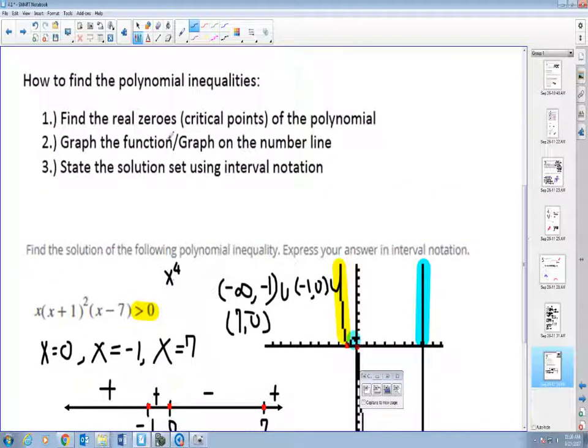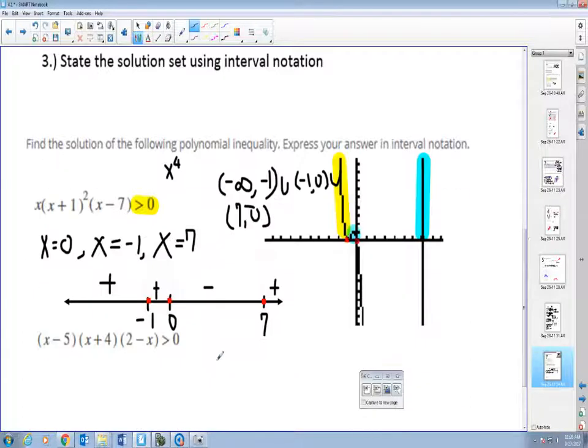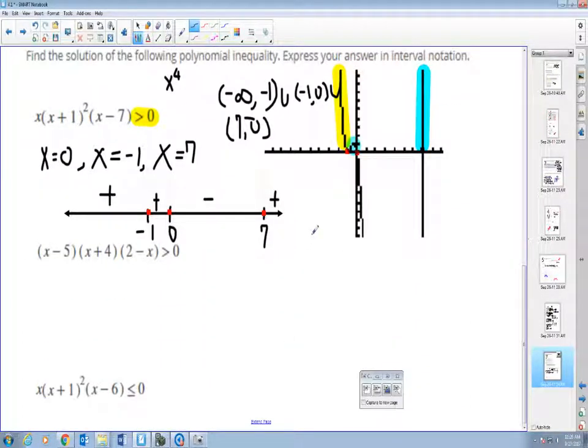Alright, so first thing, identify your critical points, or the x-intercepts, or the real zeros. Then you can graph it. Then you can see where the graph is above the x-axis or below the x-axis, because all this is saying is the function y is greater than 0, which is above the x-axis. So this one is already factored for me again. That's awesome. So x equal to 5, x equal to -4, and +2. The multiplicity is 1, so it will cross over at these 3 x-intercepts or zeros.